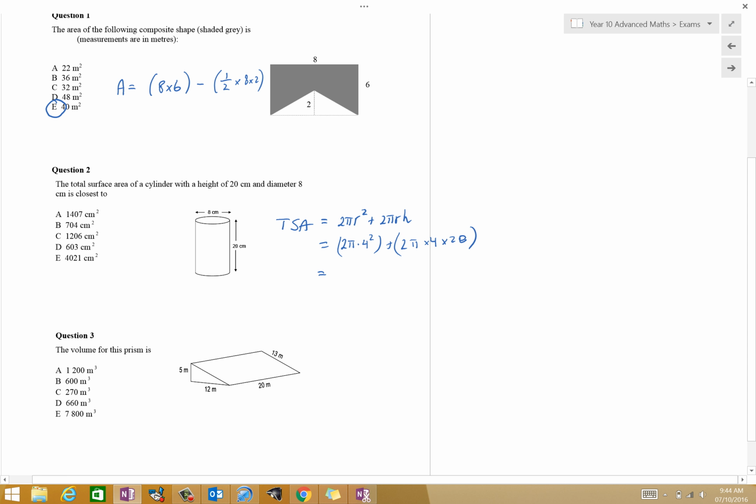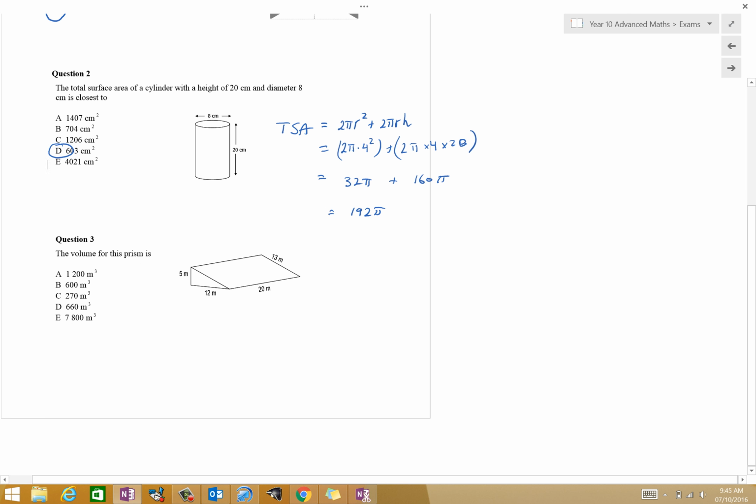4 squared is 16 times 2 is 32 pi, and then that's 160 pi. So that should be 192 pi, which gives you an answer of 603. Voila. Of course, you use a calculator.